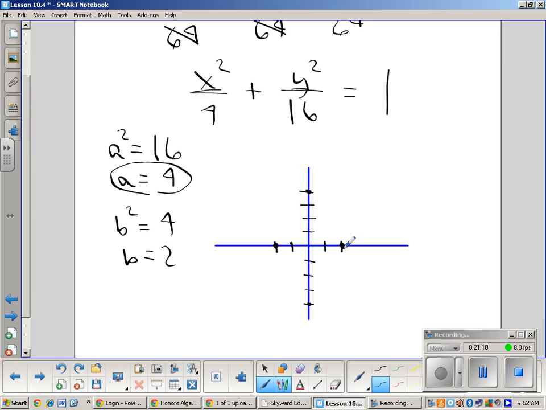So my vertices were 0, 4, 0, negative 4, 2, 0, negative 2, 0. Okay? I could graph this now.